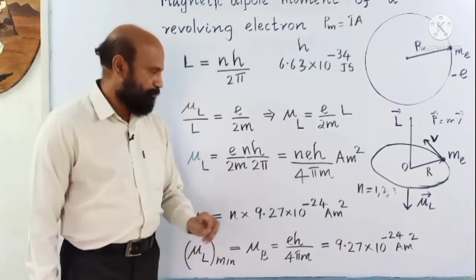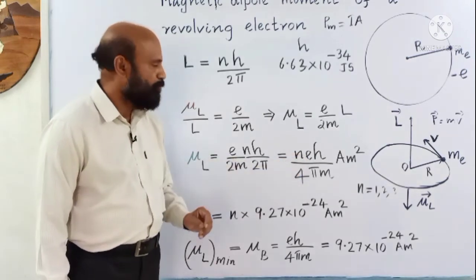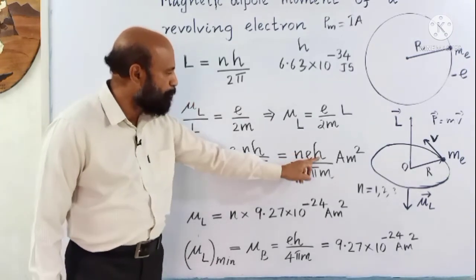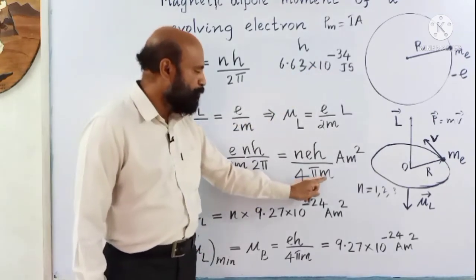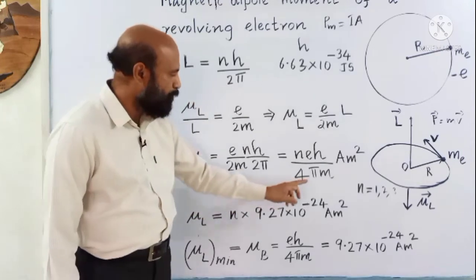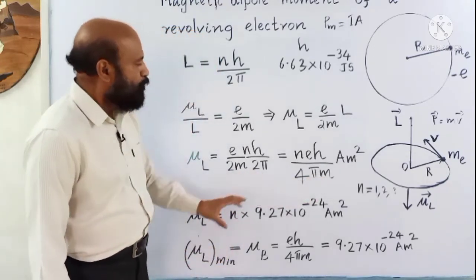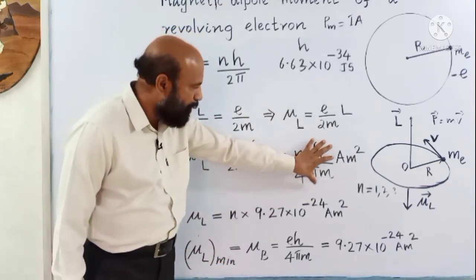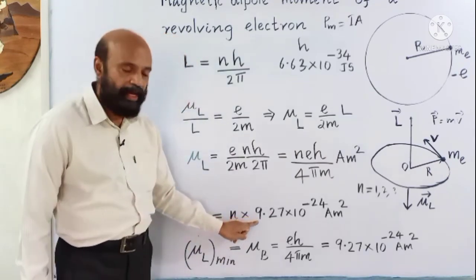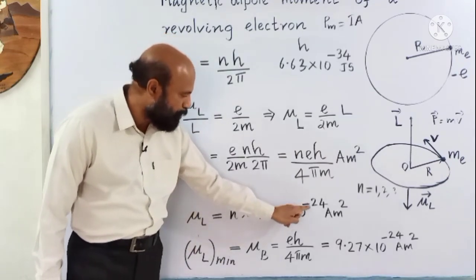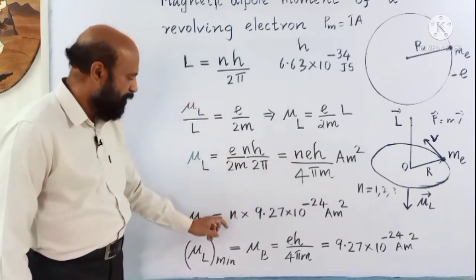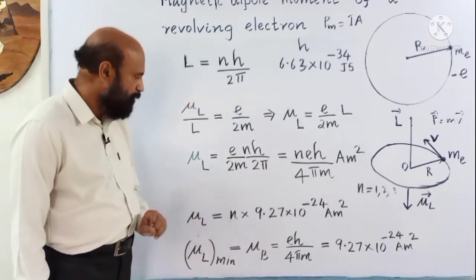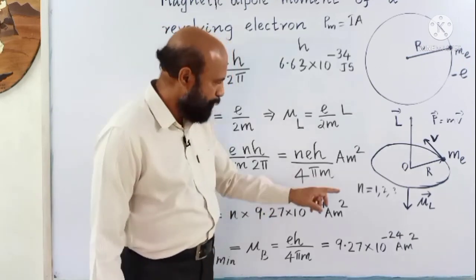The other values you substitute. Charge of the electron 1.6 into 10 raised to minus 19. Planck's constant 6.63 into 10 raised to minus 34. Mass of the electron 9.11 into 10 raised to minus 31. So when you substitute the values and do the calculation, you will get 9.27 into 10 raised to minus 24. Then this n is the number of the orbits.